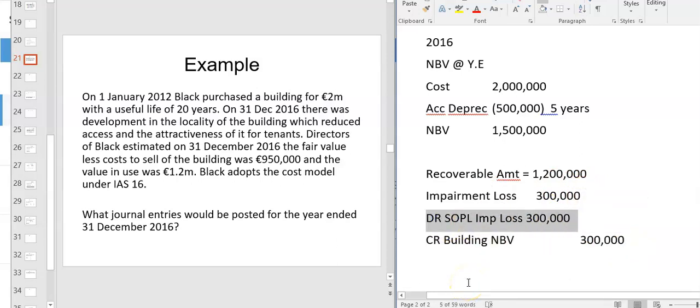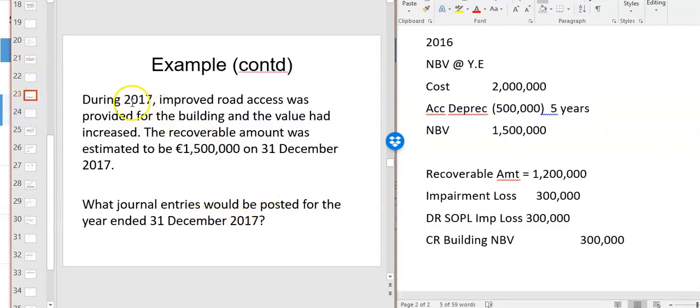Now that shouldn't have caused students too much difficulty. It's the next piece that we need to be a bit more aware of. So the next example is the same as before, but the next year, improved road access was provided and the value of the building increased. So again, another external indicator to say, actually, maybe we need to revisit this impairment loss. The recoverable amount at the end of 2017 is 1.5 million.